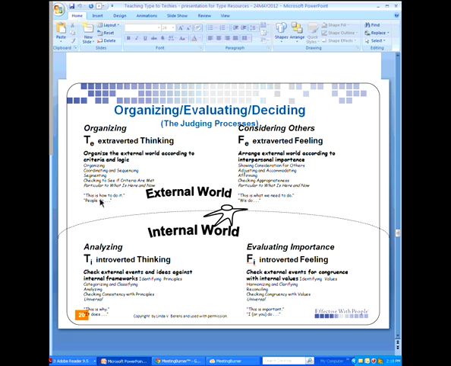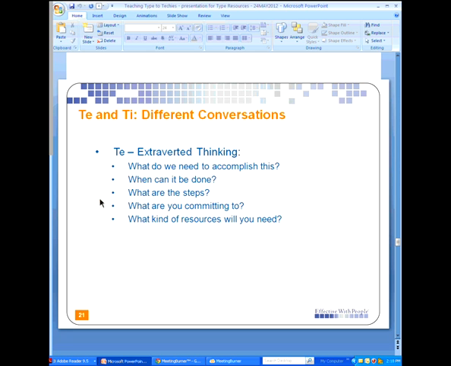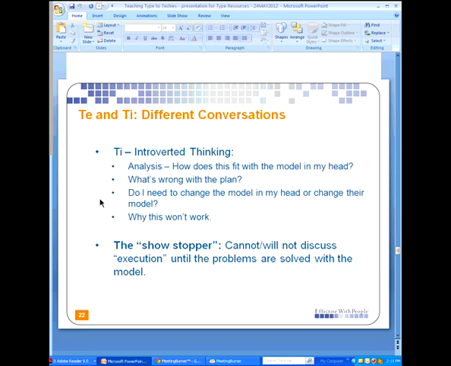The extroverted thinking, and it's not always, it's a lot of team members too, but classically it's the manager who's responsible for driving this process through. And the extroverted thinking manager, and I think my next slide has got the questions. Extroverted thinking, these are different conversations. What do we need to accomplish? When can it be done? What are the steps you're committing to? And they're focused on supplying resources.